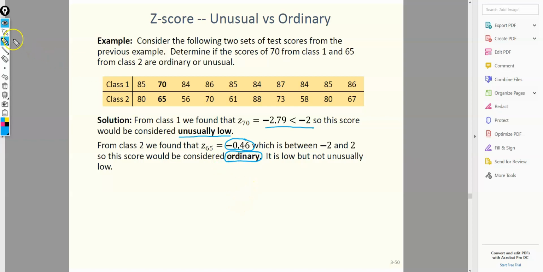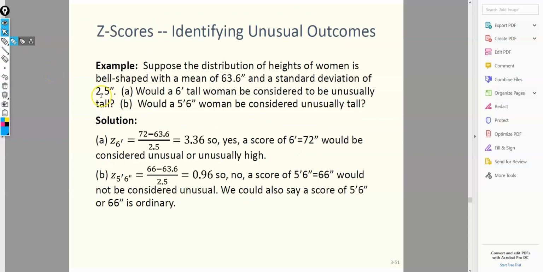Let's take a look at one more example. Here we're going to go back to the heights of women again. For this problem, we're going to assume the distribution of women's heights is once again bell-shaped with a mean of 63.6 inches and a standard deviation of 2.5 inches. The first question we have is, would a 6-foot tall woman be considered to be unusually tall? And would a 5-foot 6-inch woman be considered unusually tall?